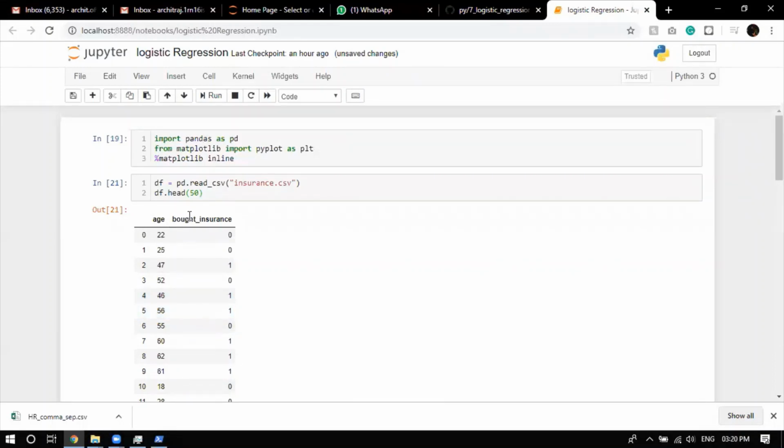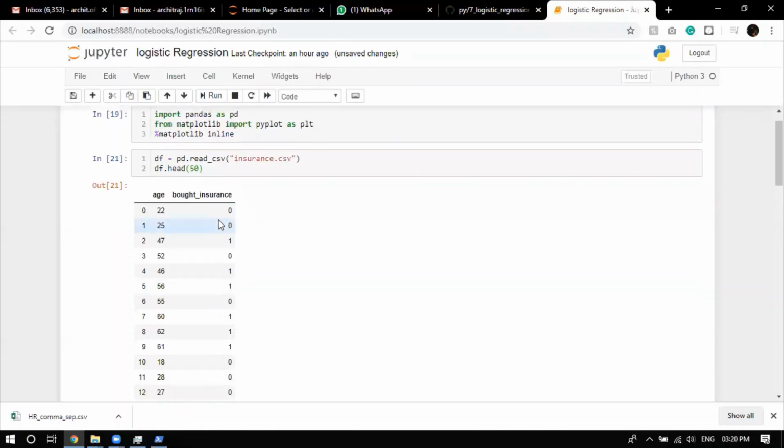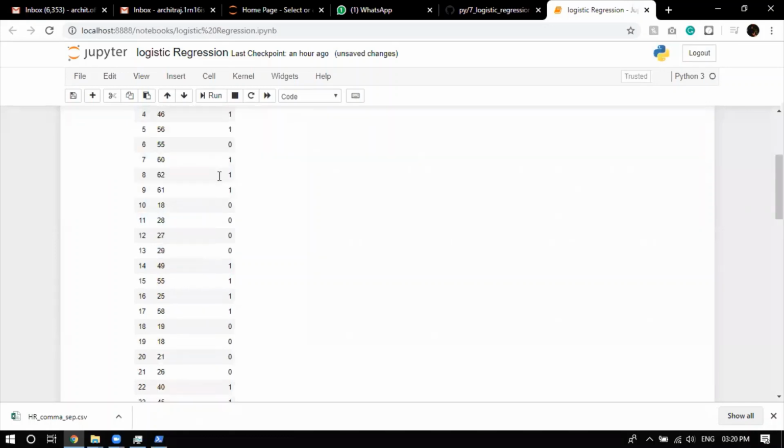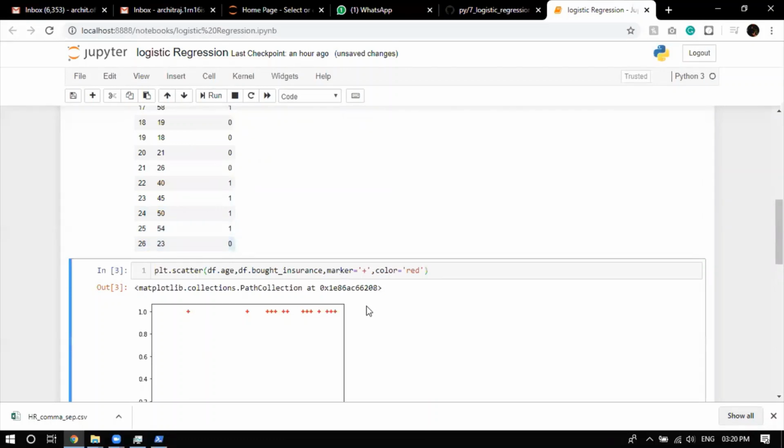It has the age, and depending upon the age, whether the people bought the insurance or not. Now you can see we are not guessing the weight from the age, because the weight can lie at any number from 0 to infinity. But insurance bought is either he bought the insurance or he didn't. So it's categorical, not continuous. 0 stands for he didn't buy the insurance, and 1 means he bought the insurance. That's the data set we have: depending upon the age, the guy bought the insurance or not. As you can see, we have only 26 items, not so big.